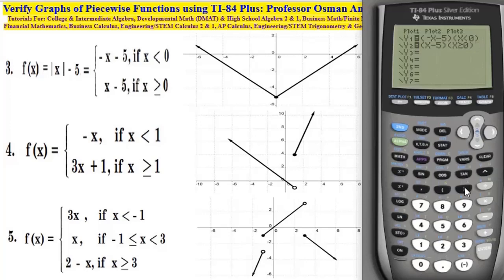Okay. So it is minus x minus 5 for x less than 0. It is x minus 5 for x greater or equal to 0. And graph, you should get the same function.